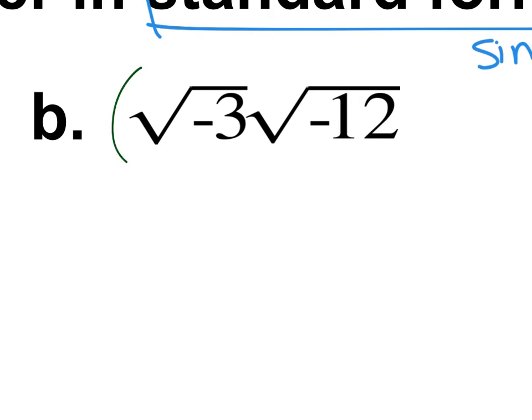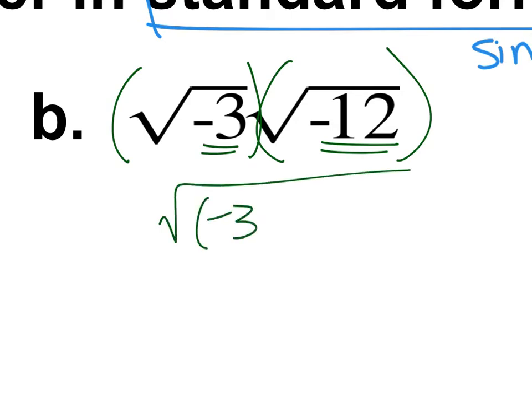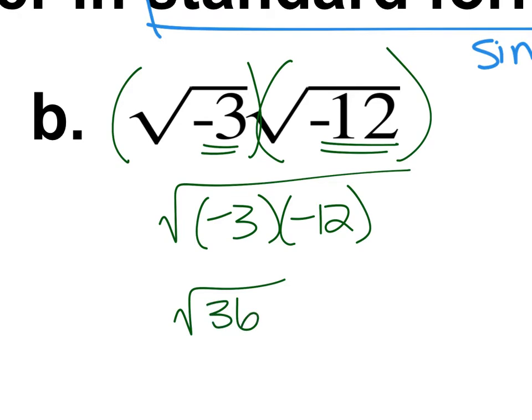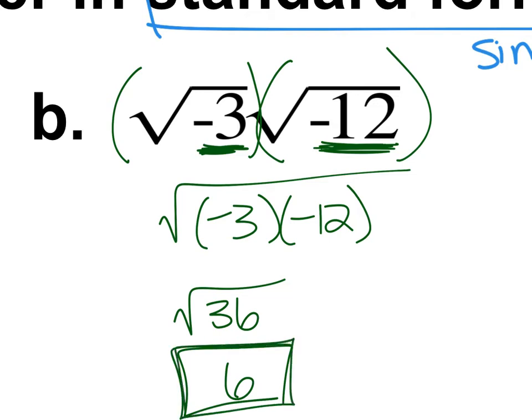Letter B, we're multiplying. There's nothing in between, so we could put parentheses there, but we don't have to. So when you multiply radicals, you can actually go ahead and just multiply the numbers that are underneath. So this is the same thing as the square root of -3 times -12. You don't need like terms in order to multiply. So -3 times -12 is positive 36, and the square root of 36 is just 6. So when you're multiplying, the negative times a negative simplifies to a positive, so I no longer have an imaginary number. My answer is just 6.